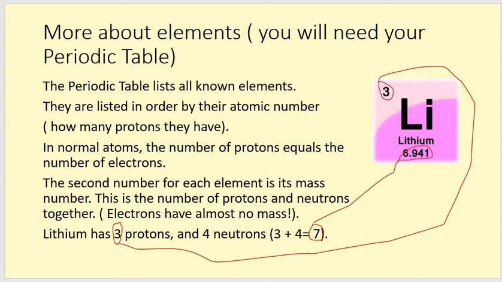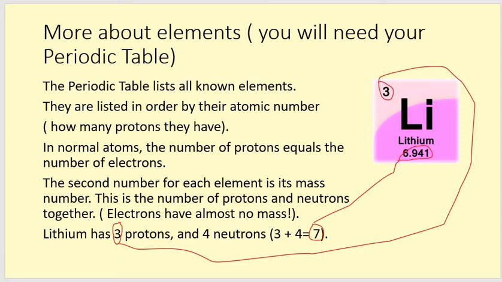You have the name of the element, you have the symbol of the element, you have the atomic number, you have the mass number. In normal atoms, the atomic number tells you how many protons, and in an ordinary atom, the number of protons equals the number of electrons, and that makes it a balanced atom with no overall charge, because remember, protons are positive, electrons are negative, they balance each other out, so there is no charge.